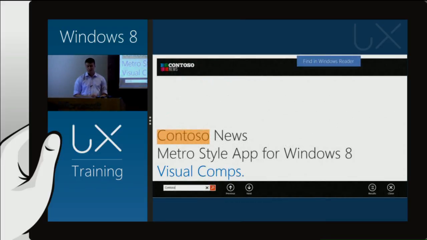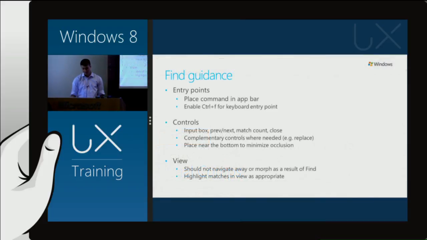So here's an example of the Windows Reader application. It allows you to open PDFs and such and view and read them in its Metro style app. What you'll see is they implement the find experience with this bottom app bar that gives you a text entry field that allows you to type in what you want to find and easily navigate between all the different instances of that. One of the things we found that's really critical to this scenario is enabling users to quickly get to their previous and next commands after typing in what they're looking for, so they can quickly navigate through all the different instances in what they're looking at.